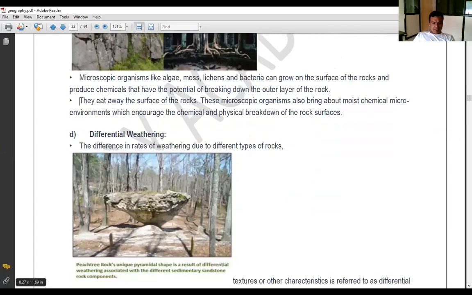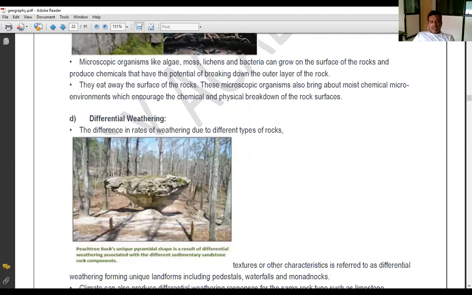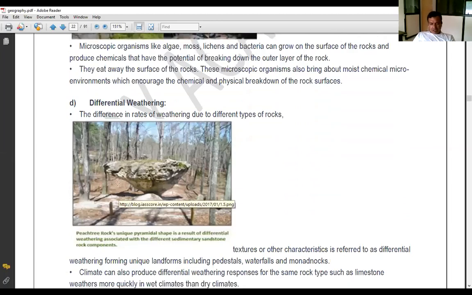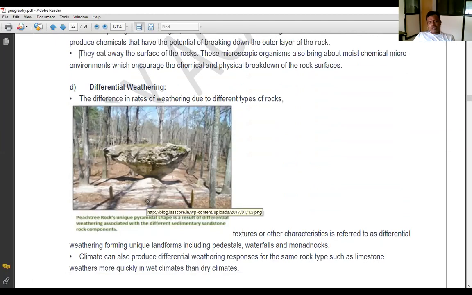Differential weathering is also explained here. What does differential weathering mean? Here you can see in this picture, the lower part of the rock is weathered more and the upper part of the rock is weathered less. So that leads to the formation of a landform which looks like a mushroom rock. This is a fine example of a mushroom rock. This type of landform is called a mushroom rock, right?